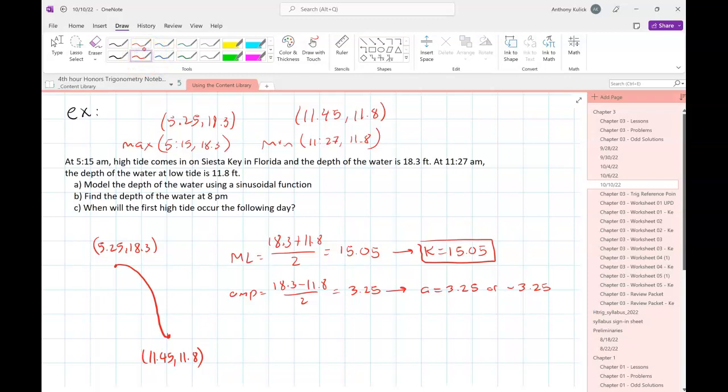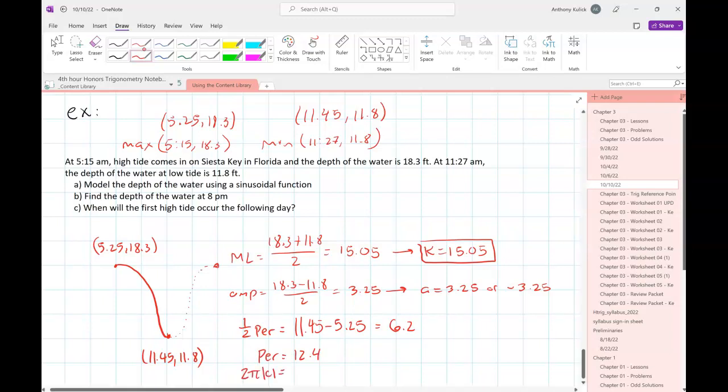Now, if I look at this, that would be one full period, right? How much of a period do we have? Half. So I can say half a period is equal to 11.45 minus 5.25, which is, what's that? That's 6.2. So one period then is 12.4.